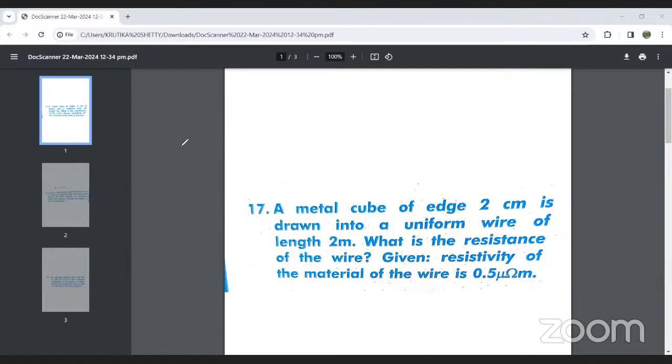A metal cube of edge 2 centimeter. So the edge is given as 2 centimeter. Length is given as 2 meter. Okay, no problem, no need to convert that. Then the resistance we need to calculate. Resistivity is given as 0.5 into 10 raised to minus 6 ohm meter. Okay, so the next one, to calculate the resistance.